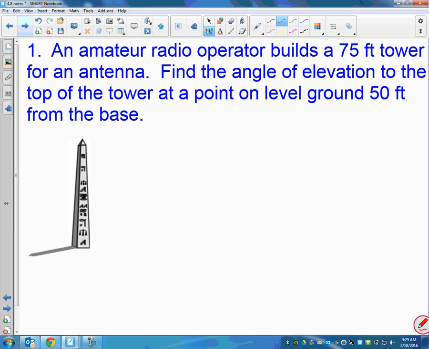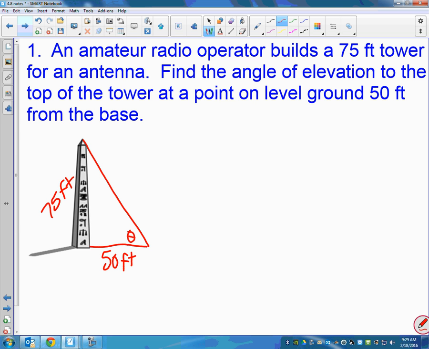So the tower, 75 feet, so this is my lovely radio tower here. And the angle of elevation to the top on a point on level ground 50 feet from the base. So 50 feet from the base. And I want to find the angle of elevation from the ground up to here. So that means I'm looking for that angle.